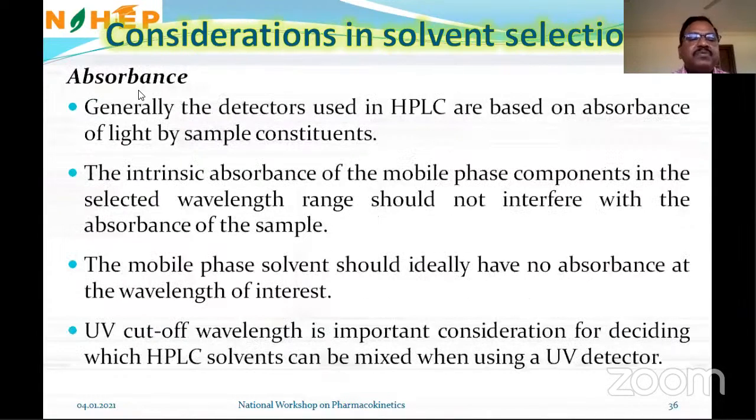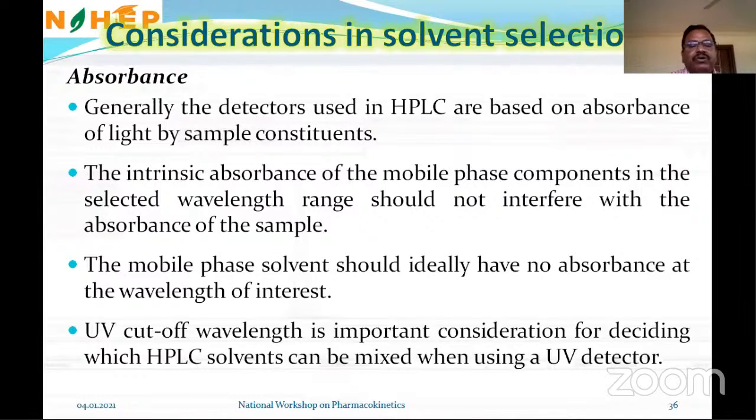Next comes absorbance. Generally, the detectors used in HPLC are based on absorbance of light by sample constituents. So the intrinsic absorbance of the mobile phase components in the selected wavelength range should not interfere with the absorbance of the sample. The mobile phase should not have any absorbance at the particular wavelength which is used to identify the desired substance. The mobile phase solvent should ideally have no absorbance at the wavelength of interest.